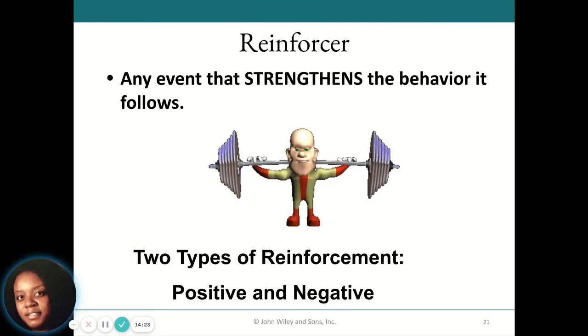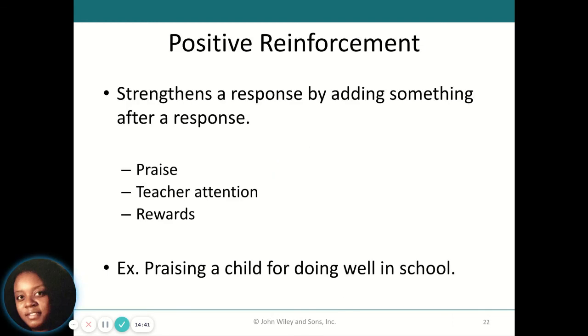A reinforcer, when it comes to operant conditioning, is something that strengthens a behavior that follows it. Reinforcement can be either positive or negative. So when we reinforce something, we want the behavior to occur in the future. If reinforcement is positive, then I'm going to add something.